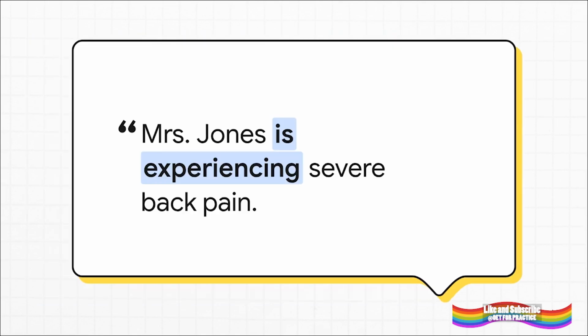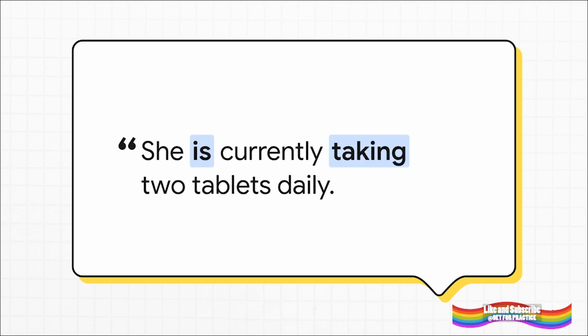And this is so important. Mrs. Jones is experiencing severe back pain. That ing at the end, experiencing, that's a huge signal. It basically screams, this is happening right now. It tells the next healthcare professional, hey, pay attention, this needs to be addressed immediately. Here's another great example. She is currently taking 2 tablets daily. You see that word currently? It's your best friend here. It's a massive clue that this is an ongoing action, so of course we use the present continuous.